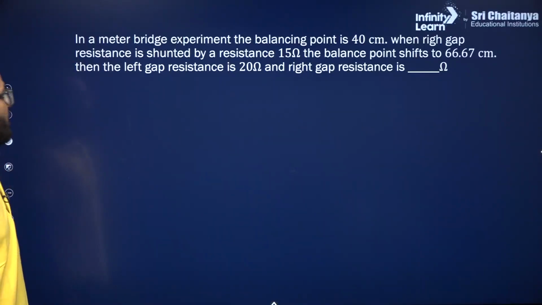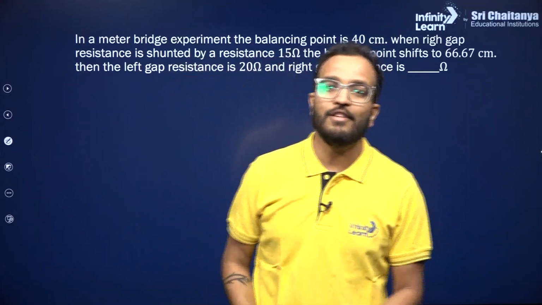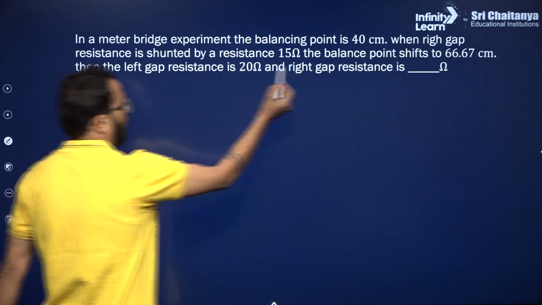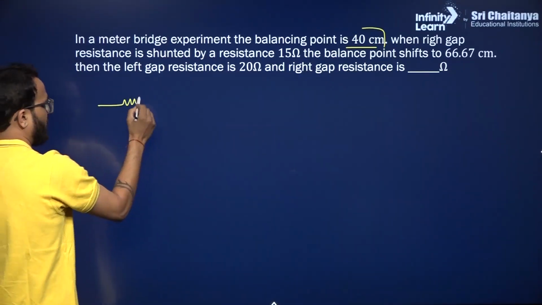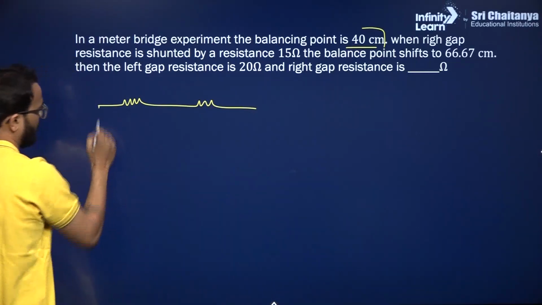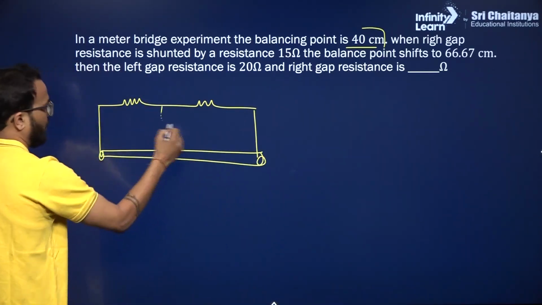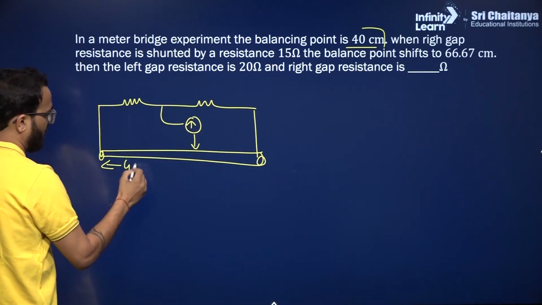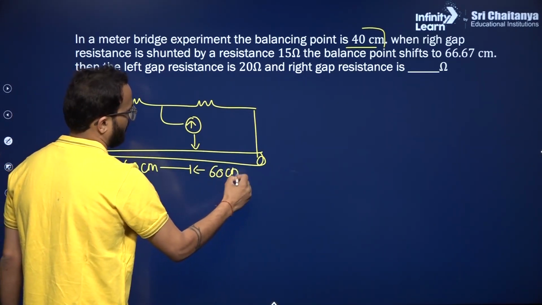Now in a meter bridge experiment, the balancing point, this question is utter nonsense. Why? Because the question is solved in the first line itself. It is 40 centimeter, balancing point C. This is left resistance, this is right resistance, this is 1 meter long conducting wire, this is the jockey. Initially this is 40 centimeters, so obviously this will be 60 centimeter.